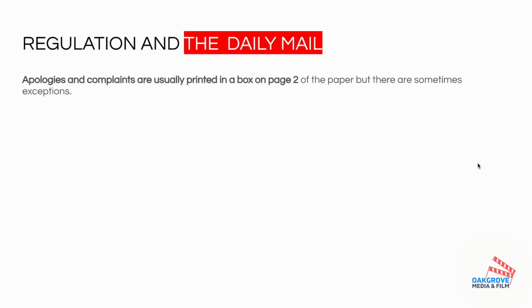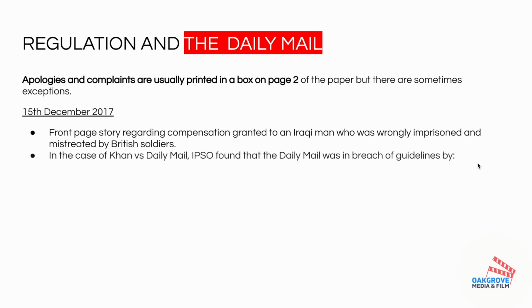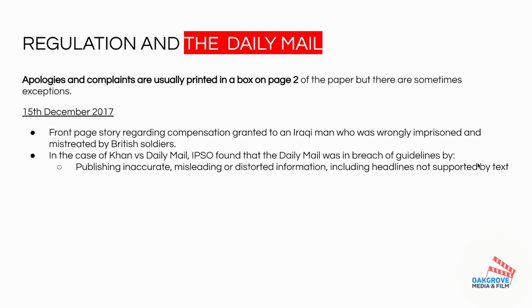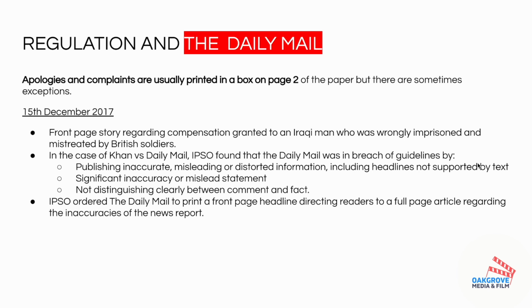On 15 December 2017, we can see that there was a front page story regarding compensation granted to an Iraqi man who was wrongly imprisoned and mistreated by British soldiers. In the case of Khan vs Daily Mail, IPSO found that the Daily Mail was in breach of guidelines by publishing inaccurate, misleading or distorted information, and including headlines not supported by text. There was significant inaccuracy or misleading statements, not distinguishing clearly between comment and fact. IPSO therefore ordered the Daily Mail to print a front page headline directing readers to a full page article regarding inaccuracies of their news report.